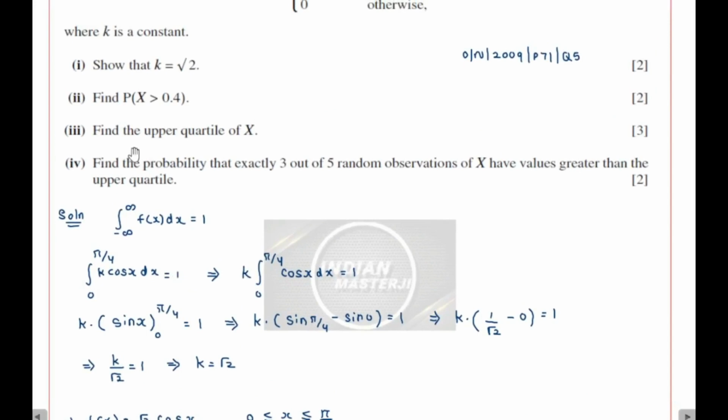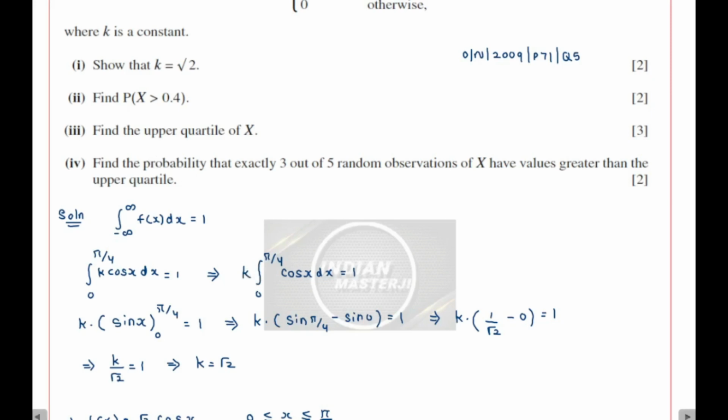Now what is the third part? They're saying find the upper quartile of x. So what is upper quartile of x? It is that value of x to the left of which the area under the curve of f of x is equal to 0.75, or it is 75%. Correct?